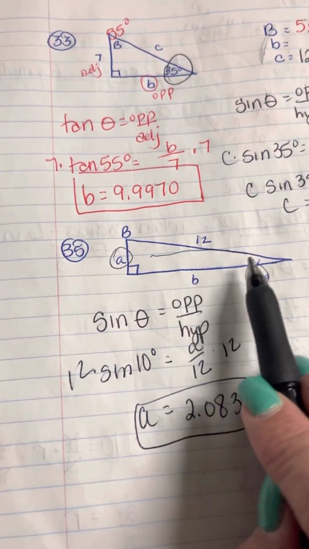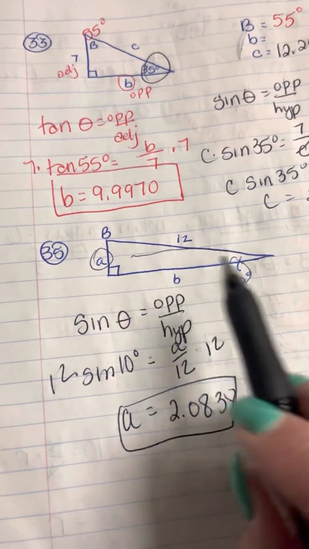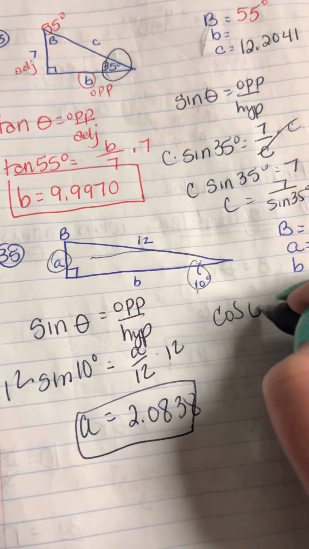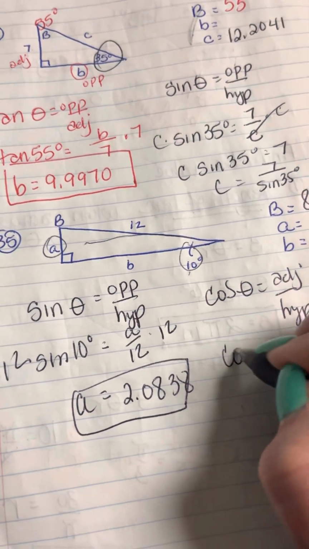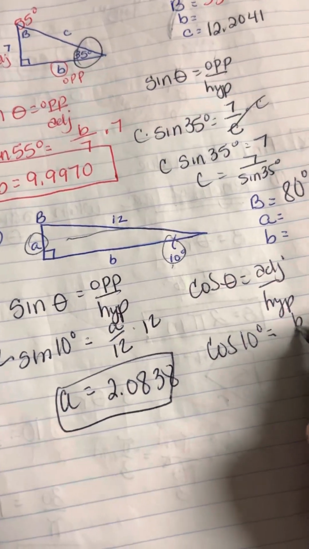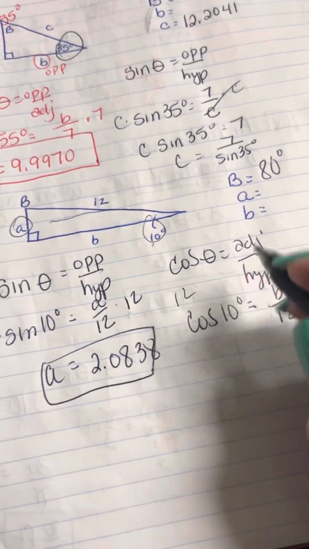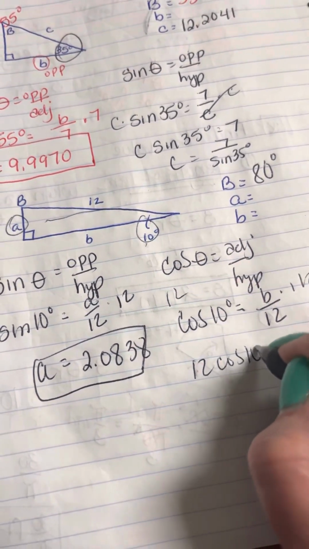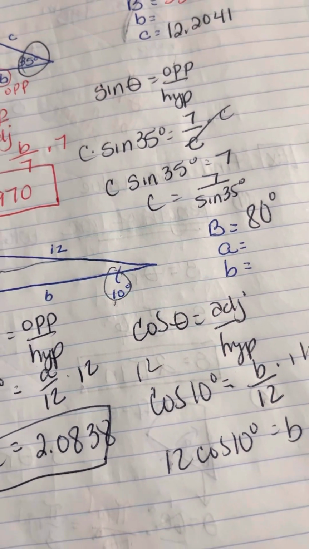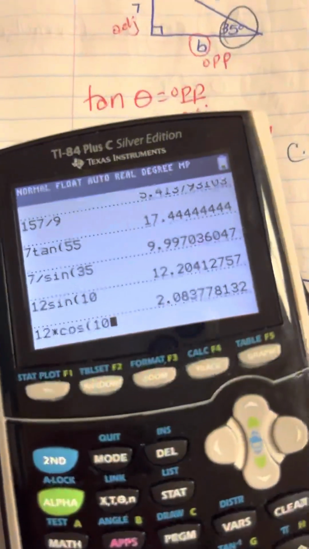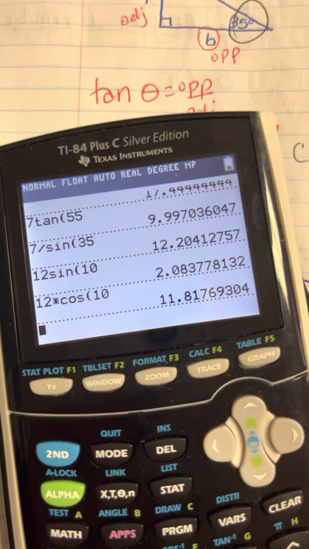And then I need to find out what B is. B is the adjacent to angle A. So now I can do cosine of theta equals adjacent over hypotenuse. So the cosine of 10 degrees equals B over 12. Multiply both sides by 12. And I have 12 times the cosine of 10 degrees will equal B. So 12 times the cosine of 10 degrees. So B is equal to 11.8177.